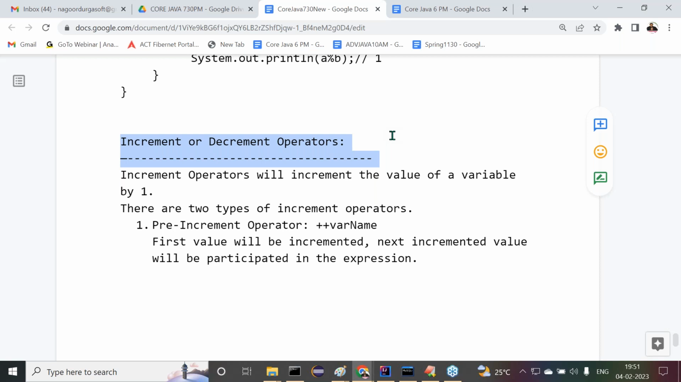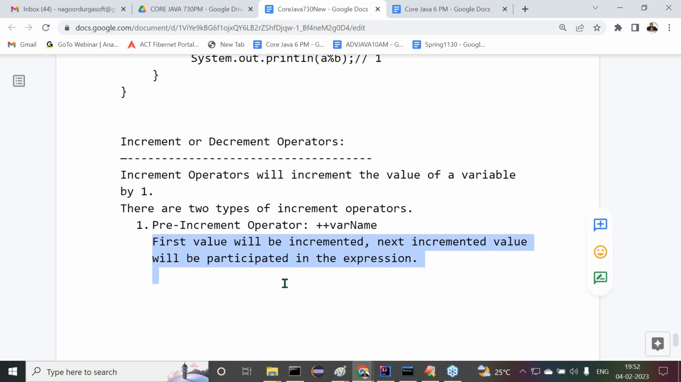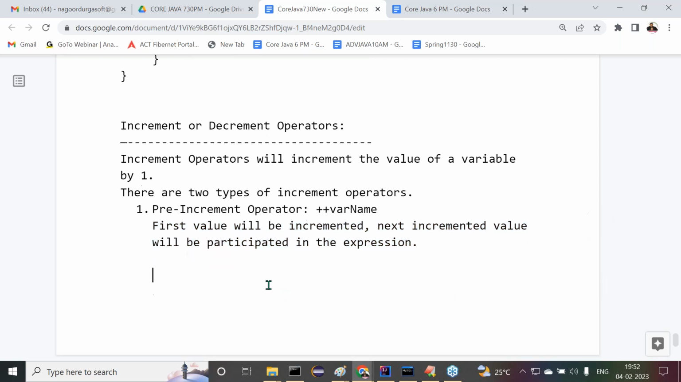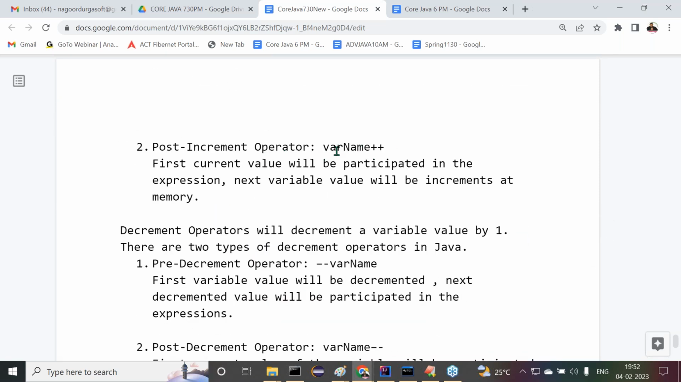Now next, what I'm telling: increment operators will increment the value of a variable by one. There are two types of increment operators. What are they? Pre-increment operator, that is plus plus var name: first the value will be incremented, next the incremented value will be participated in the expression. Next, post-increment operator, var name plus plus: first the current value will be participated in the expression, next the variable value will be incremented at memory.